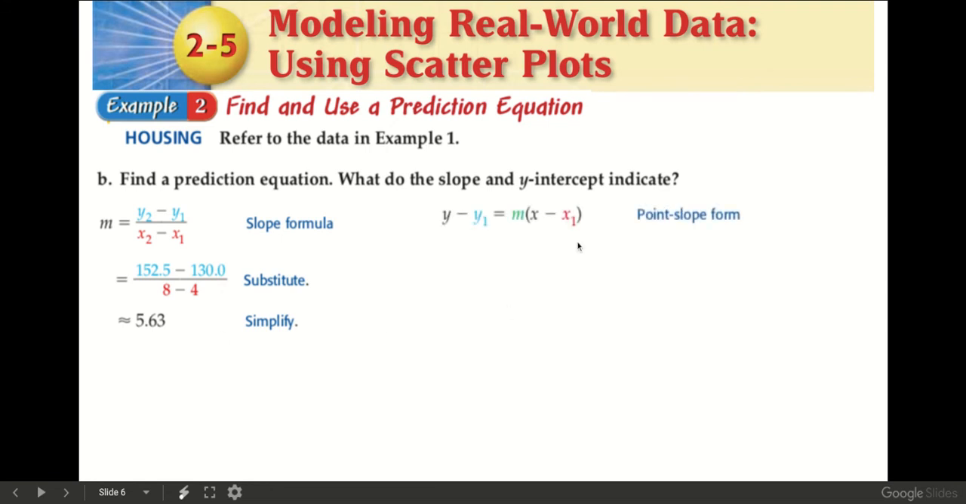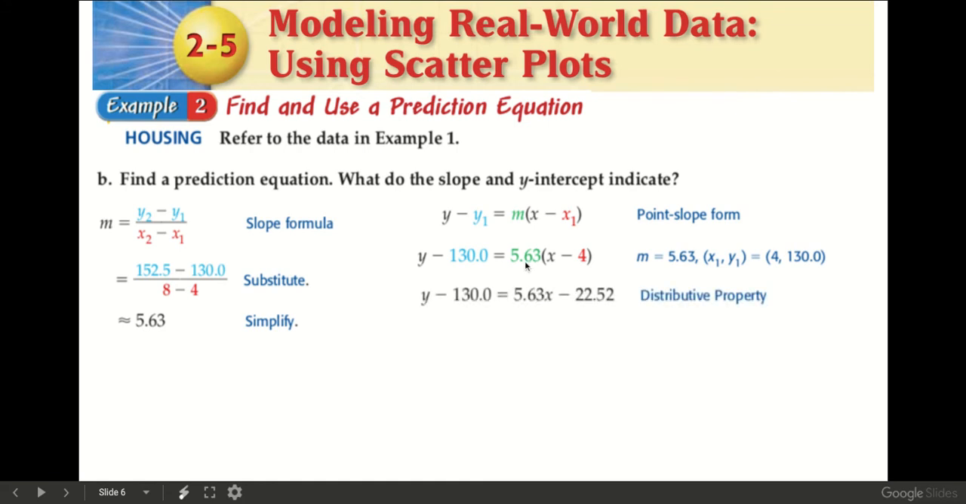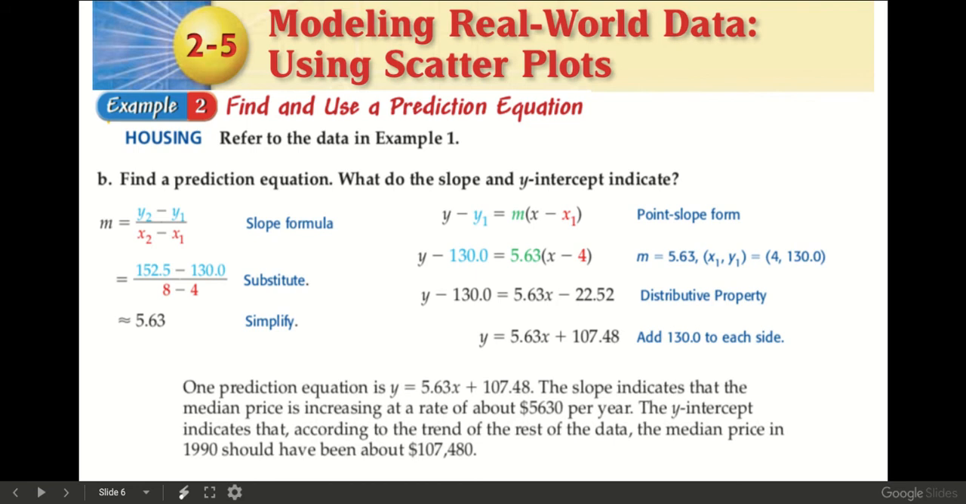So now that I have my slope, I'll use my point slope form, right? I'll put my slope in, and I just have to pick one of the x and y coordinates. So I'm going to go ahead and pick this one right here, 4 and 130. And then I substitute all my values in. Now I just have to simplify, right? So 5.63 times x is 5.63x. 5.63 times 4 is 22.52. And then I add 130 to each side, and I get y equals 5.63x plus 107.48. So now this is my prediction equation, right? Because this is the equation that represents that line of best fit that I drew on the graph.